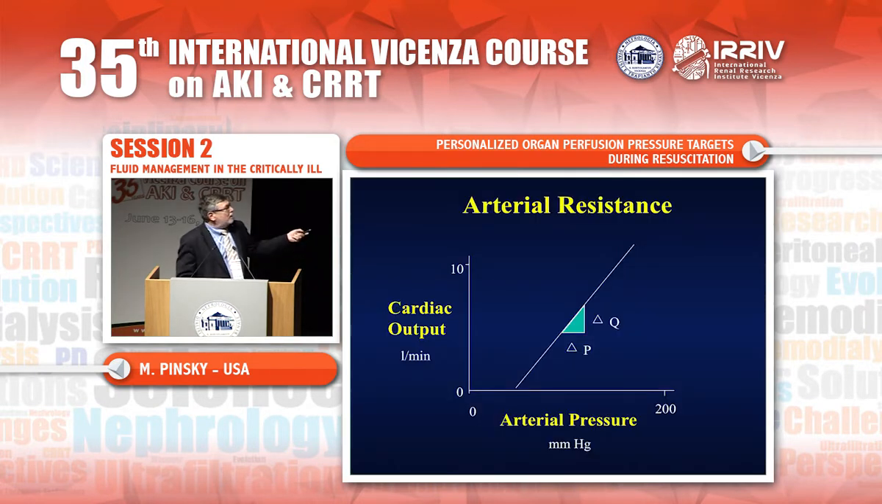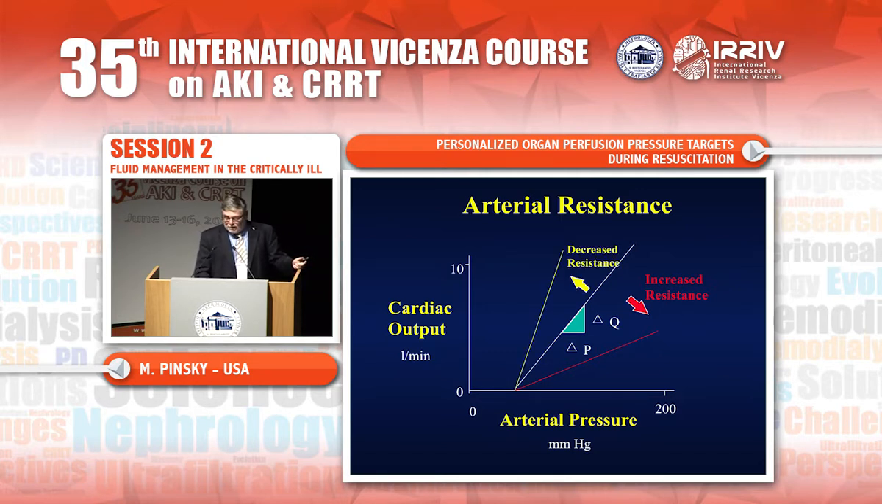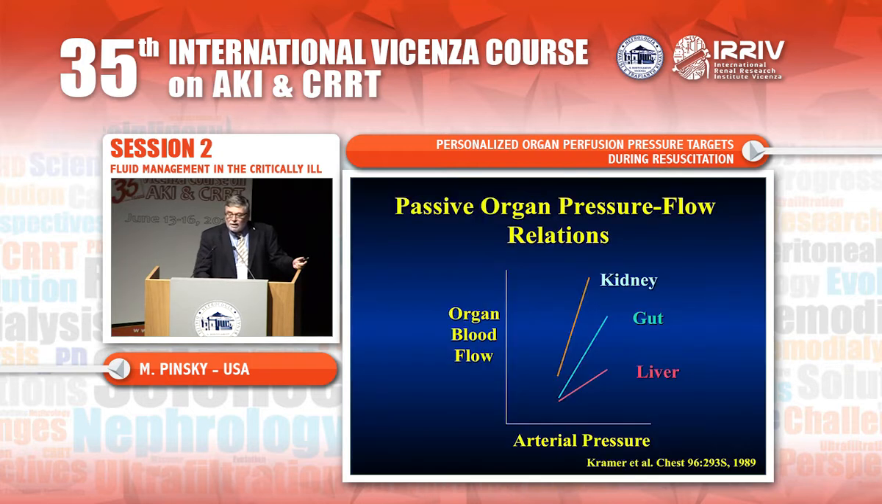So if we were to look at it, we would see that the pressure-flow relationship goes to a value greater than 0. The slope of the line is resistance. So if I have an increase in resistance, I need a greater increase in pressure for flow. And if I have a decrease in resistance, I need a less increase in pressure for the same increase in flow. Well, David Kramer in our laboratory looked at the instantaneous pressure-flow relationships of the gut, the kidney, and the liver and showed that they were quite different. This is important. They not only were different here, but they had different zero flow intercept points.